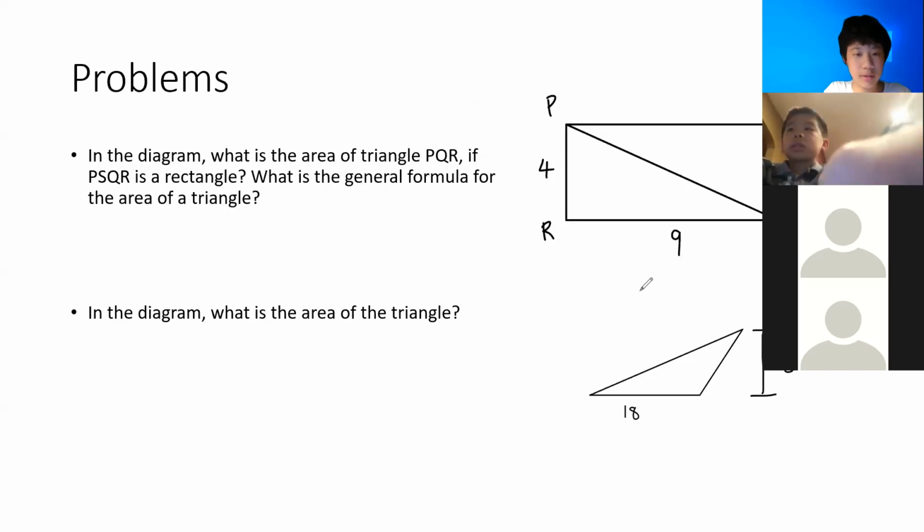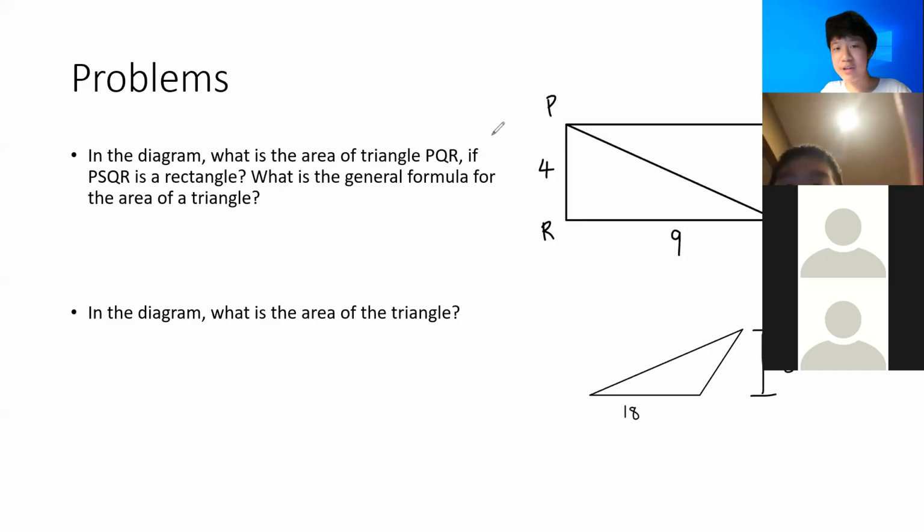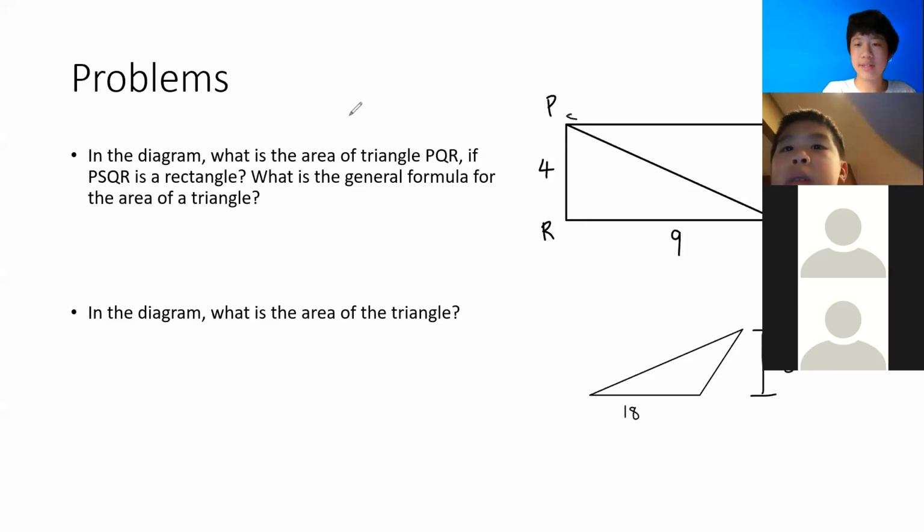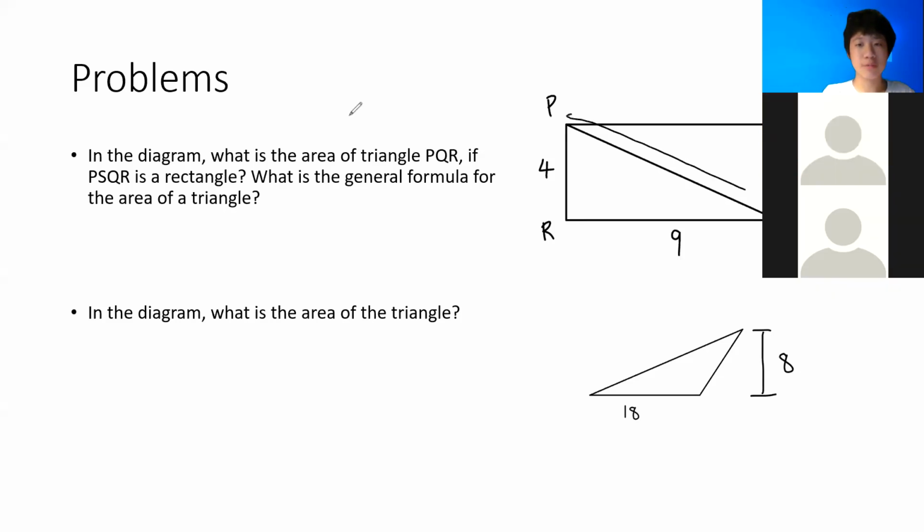All right, so I'm going to explain these now. So for the first problem, in the diagram, what is the area of triangle PQR? So what's that triangle going to be? It's going to be this guy right here, okay? So what's the area of that triangle if PSQR is a rectangle?